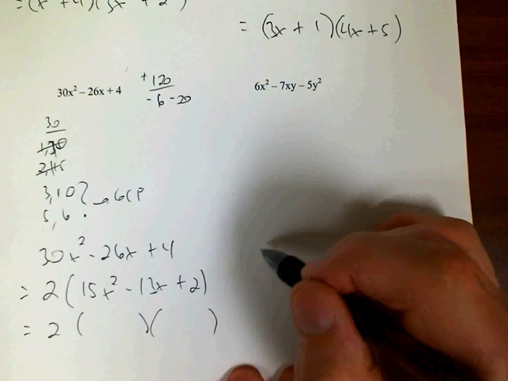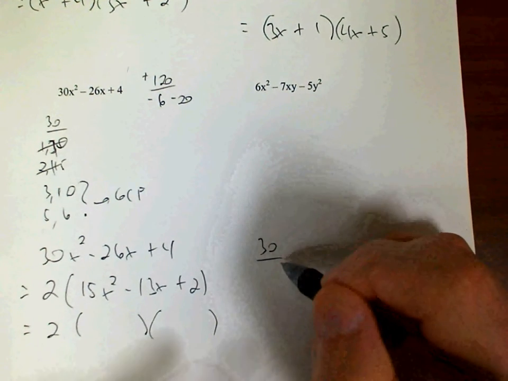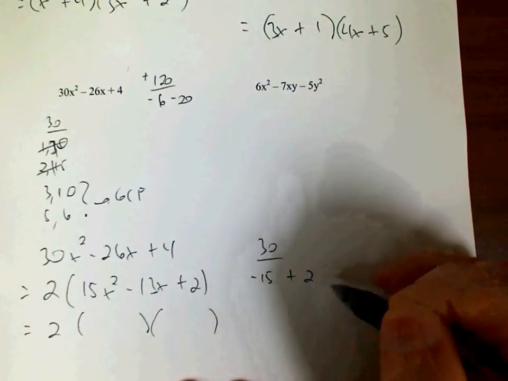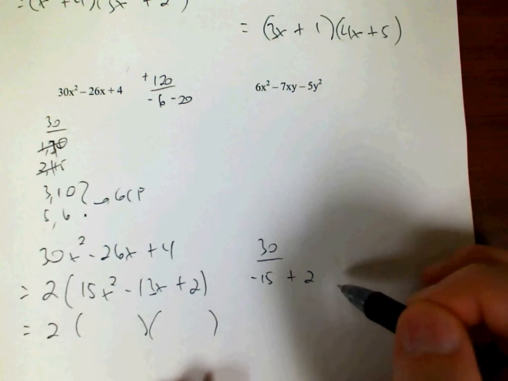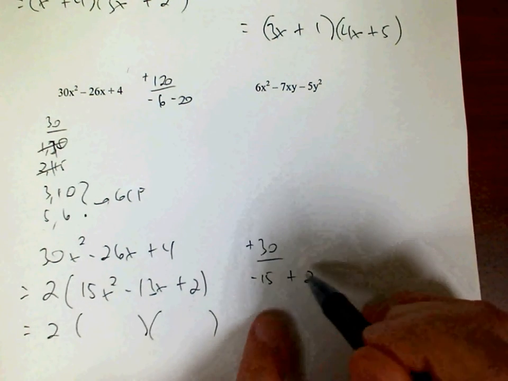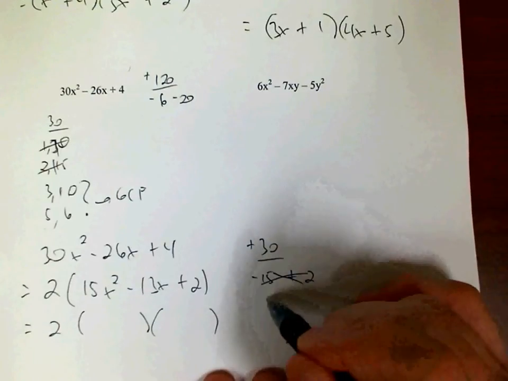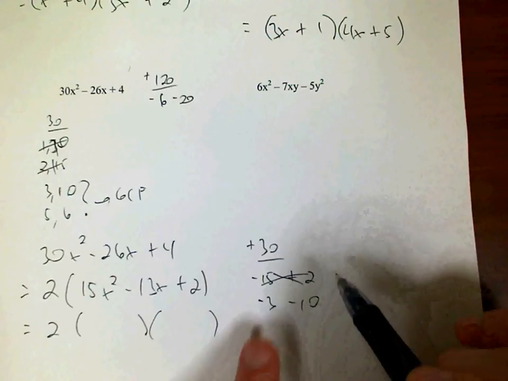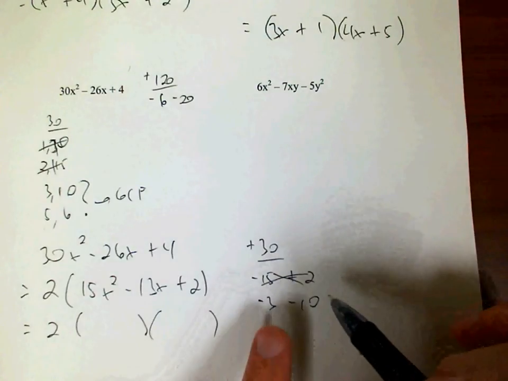15 times 2 is 30. Factors of 30 that give us negative 13 would be negative 15 and positive 2. Nope, you would think that, but notice we've got to have a positive 30 when you multiply, and that doesn't give you a positive 30. So that doesn't work. How about negative 3 and negative 10? That will work. So just because the numbers work out, you've got to check the signs also.